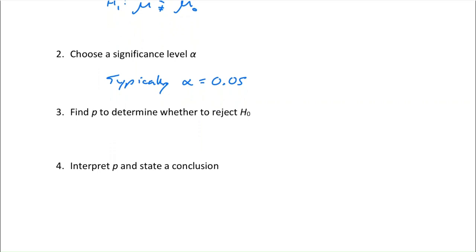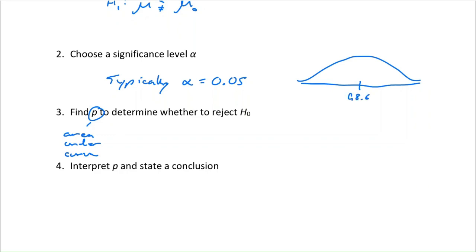Then we have to find this thing called P, and P is what tells us whether or not we have the evidence to reject the null or not. So P, very simply, is the area under the curve. So again, we're dealing with normal distributions here, right? So let's go back to my example of body temperature. Right now, we believe that the body temperature is 98.6 degrees. That's my null. I go out and I randomly sample a bunch of healthy adults, and I find that the average temperature of those adults is 98.1.